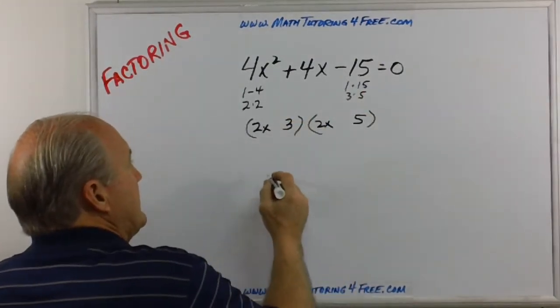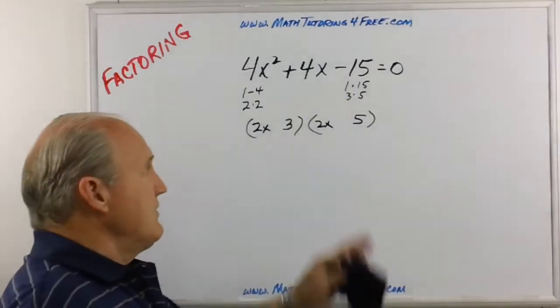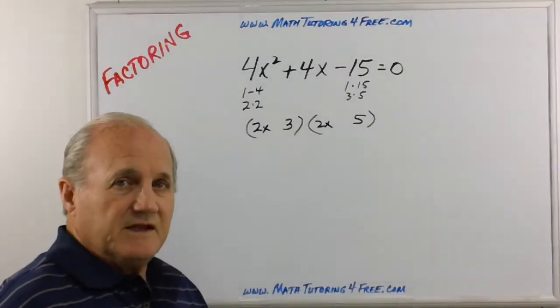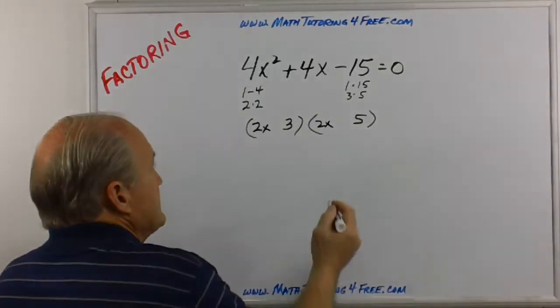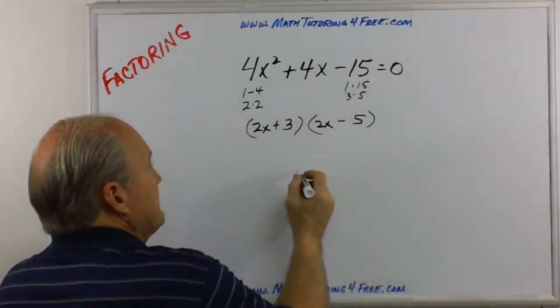Okay, now the fact that that is a negative 15, we know that one of them has to be positive, the other has to be negative. So again, a lot of this is trial and error. Let's start with a positive and a negative here.